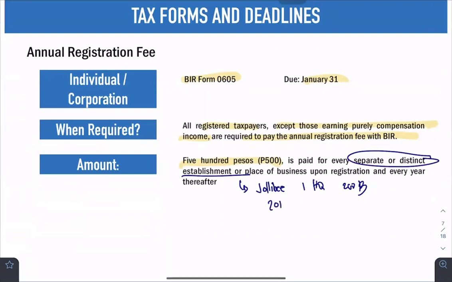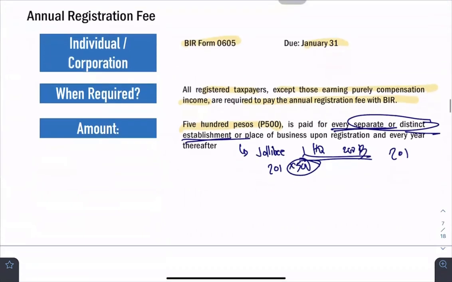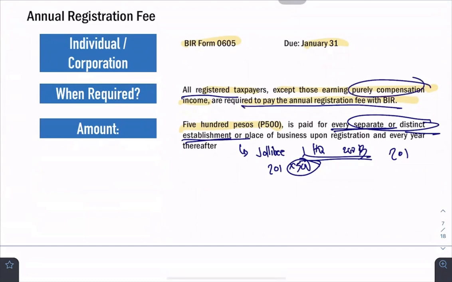So 201 multiplied by 500. Why? Because each separate or distinct establishment must pay 500. How many establishments? Total establishments is 201. So you base it on your total establishments. Who will pay? All registered except those purely compensation.